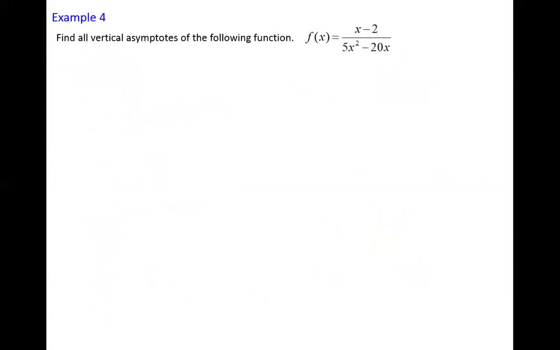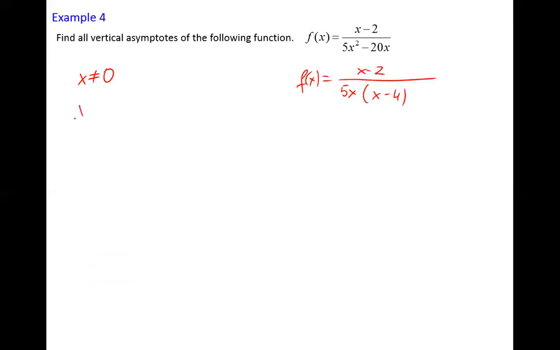Example number 4. Find all vertical asymptotes of the following function: x minus 2 over 5x squared minus 20x. Looking at the zeros of the denominator, I will factor out first. Nothing to do on the top, but I can see 5x being a common factor. x minus 4 stays. Okay, that means now I can see 5x will give me 0.